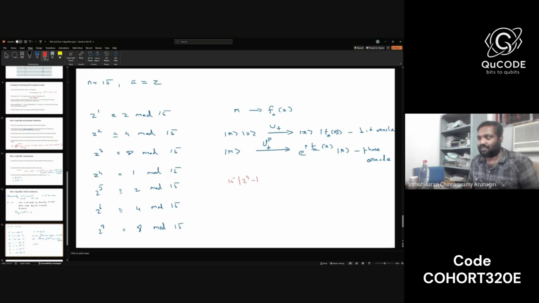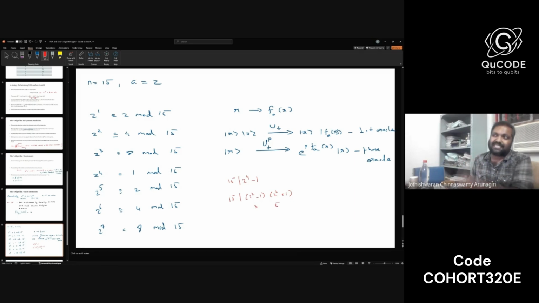So that's obvious, which implies 15 divides 2 to the power 2 minus 1 and 2 to the power 2 plus 1. Now you know that this is 3 and this is 5.